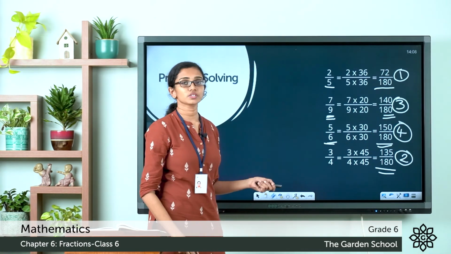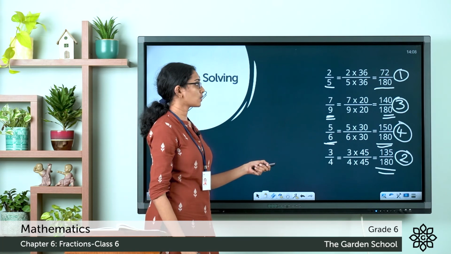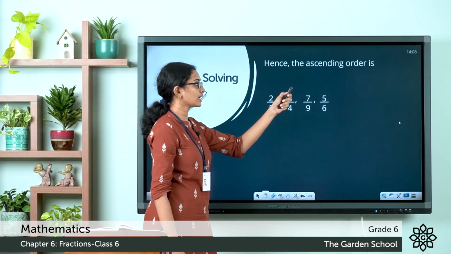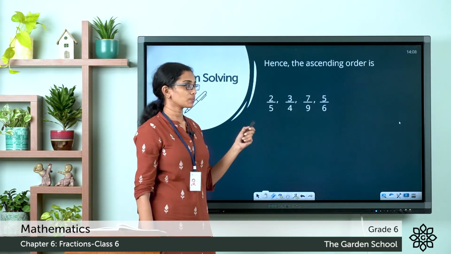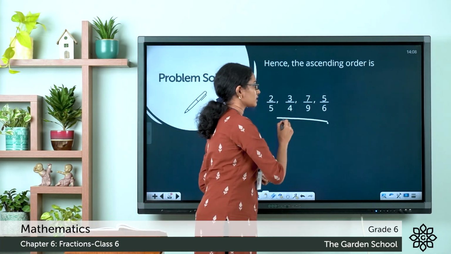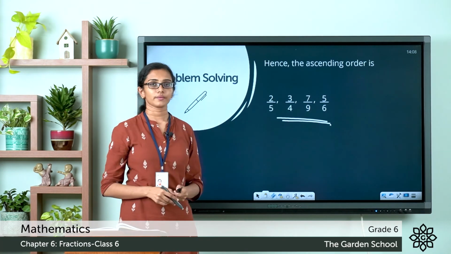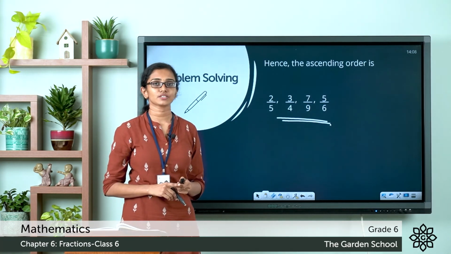So which is the right order? The ascending order is 2 by 5, 3 by 4, 7 by 9, 5 by 6. So we have arranged the given unlike fractions in ascending order. So I hope this is clear to you.